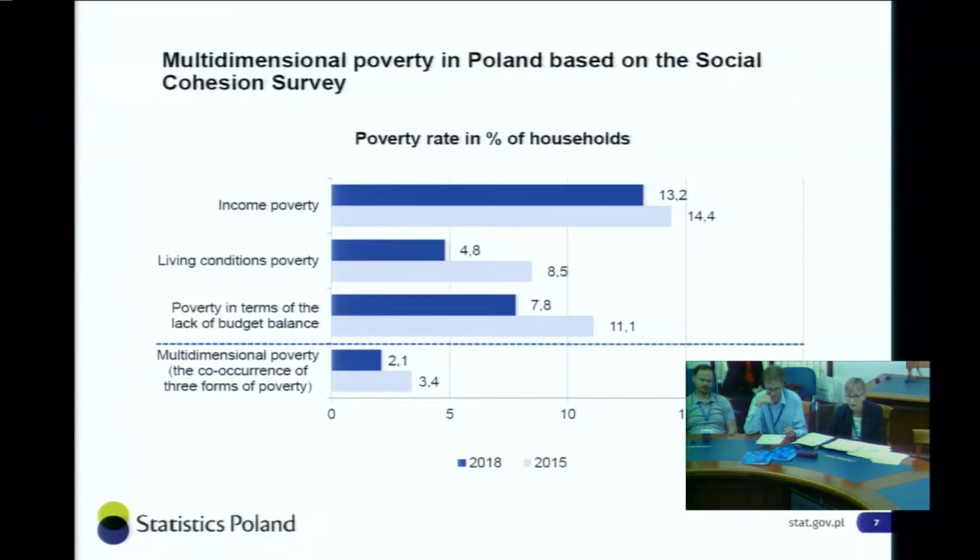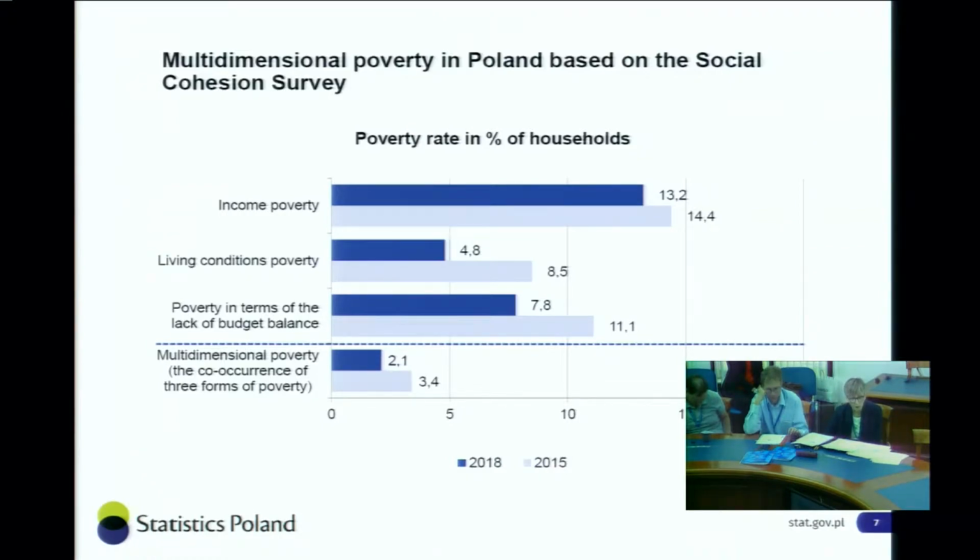non-material. And the poverty in terms of the lack of budget balance, as the definition is, households are considered poor in terms of this type of poverty if they are affected by at least 4 of 7 symptoms included. The symptoms refer to both the household's subjective opinion about the material status as well as the facts concerning budgetary difficulties, including lack of possibility to pay rent, etc.